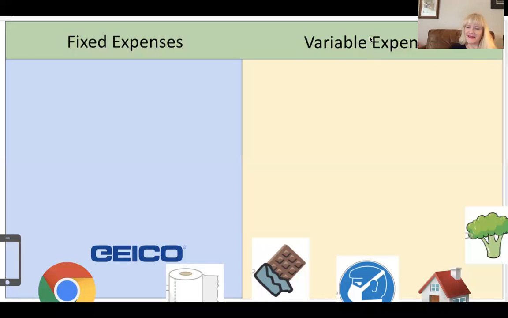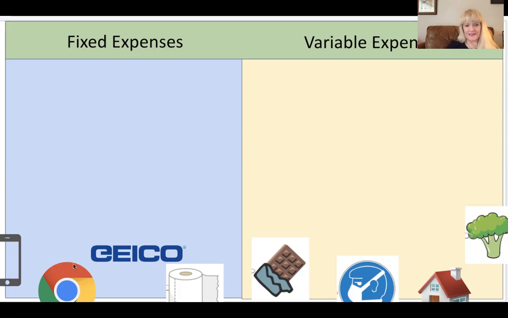Hi guys. Last week we talked about fixed expenses and variable expenses. So at the beginning of this week, you're going to have a sort. It looks like this, and you'll see all the pictures around the edges of this sort. At the top, you can see here it says fixed expenses and variable expenses. And then you're going to drag the little pictures into the boxes.